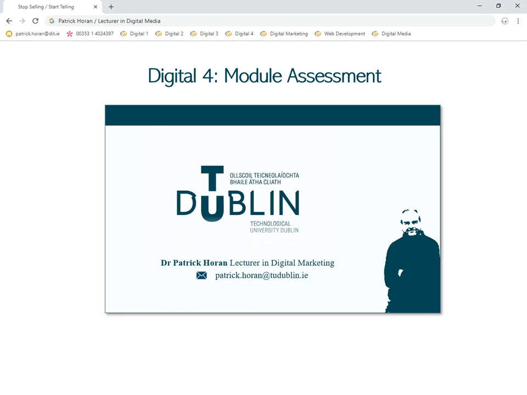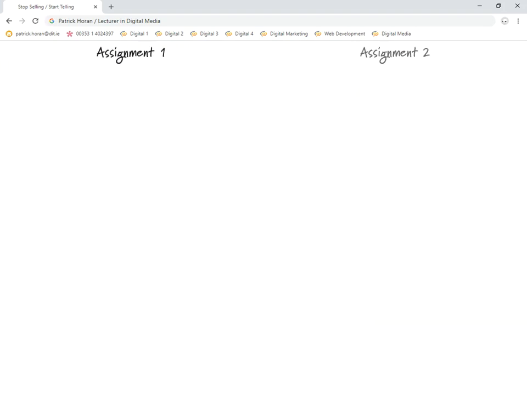This tutorial focuses on the assessments for Digital 4. In total, there are 2 assessments. The first assessment will look at a digital marketing plan, and the second one will focus on implementing that plan. So really, the 2 assessments are part A and part B of the one assessment, where in the first one, you put out your plan and your strategy for your campaign, and in the second one, you implement it, or you do what you said you're going to do in assignment 1.